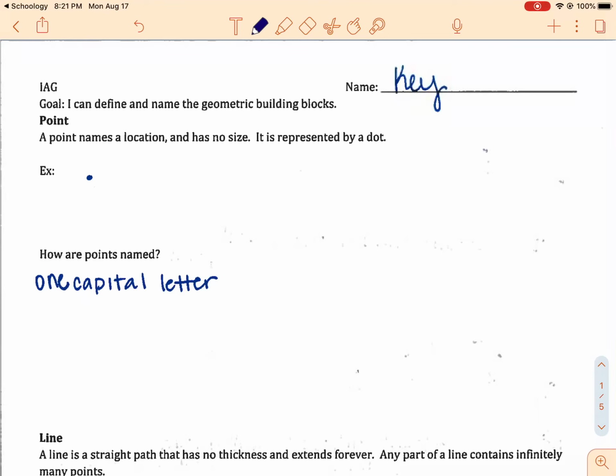So if we first look at defining what a point is, it names a location, it has no size, and the way we represent it is by a dot. So if you see a dot, it means it's a point. And then how do we name that point? It's always by one single capital letter. So our point here might be point T, a capital letter T.